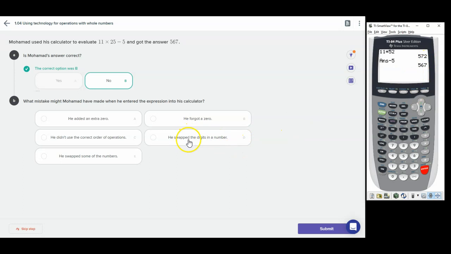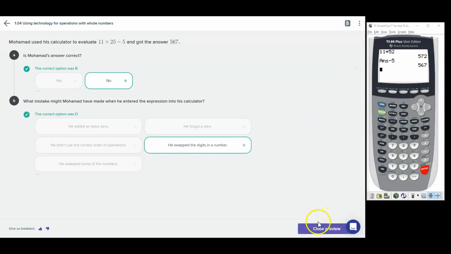So it looks like he swapped the digits in a number. So we'll try that option and press submit. And we were correct. It was D where he swapped some numbers.